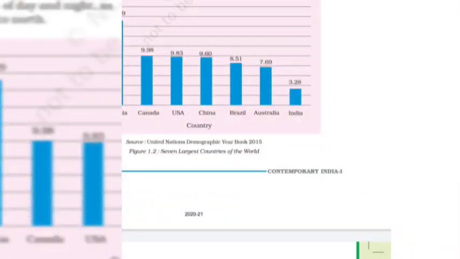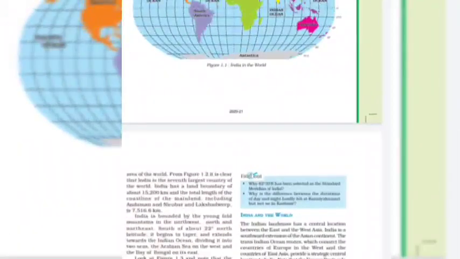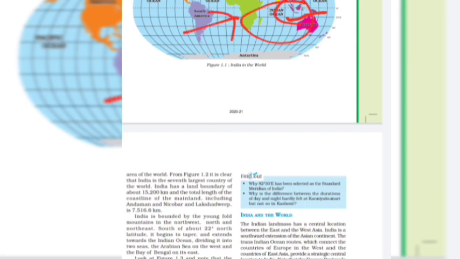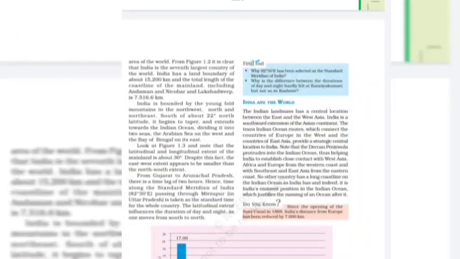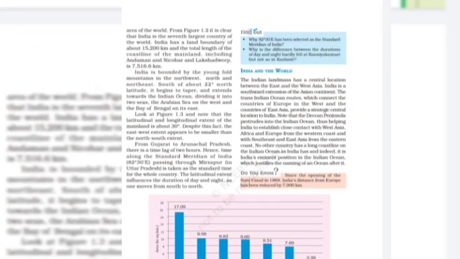Now listen to this. The Indian landmass is a central location. People come from the east and from the west. India is a prime, central location, and a big economy, so people want to do business. India lies at a central location between the east and the west. India is a southward extension of the Asian continent. The Trans-Indian Ocean routes, which connect the countries of Europe in the west and the countries in the east, provide India a strategic central location.